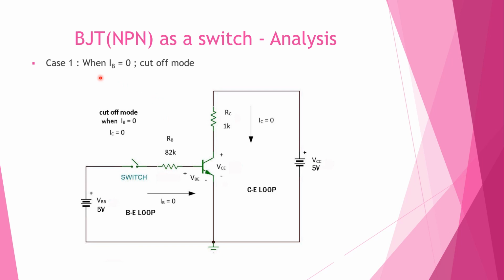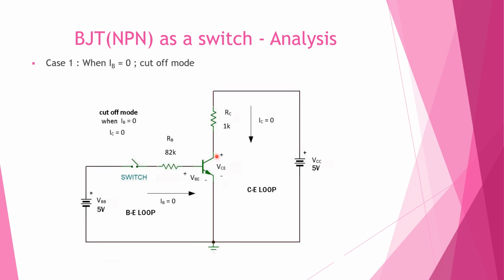And the first case is when IB is equal to 0, where the switch is open. So IB is 0, the base current is 0. When the base current is 0, the collector current is also 0, because in the CE loop there is a current controlled current source, that is the collector current. So the collector current is 0 when IB is equal to 0. This is the open circuit.